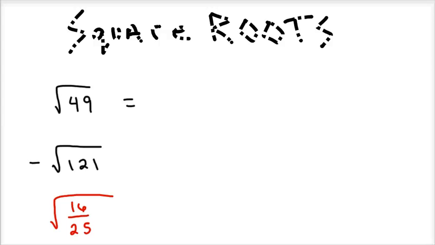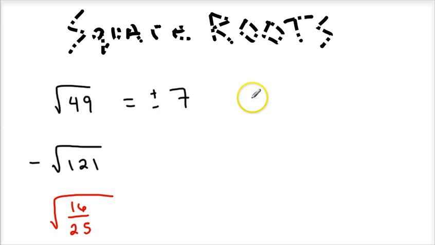Okay, so square roots. Square root of 49. What two numbers will multiply to 49? Yes, the two numbers will be 7 times 7 itself. So the square root of 49 is 7. Now here's something we haven't seen yet. Your answer can be positive 7 or negative 7, and it's denoted as plus or minus 7.